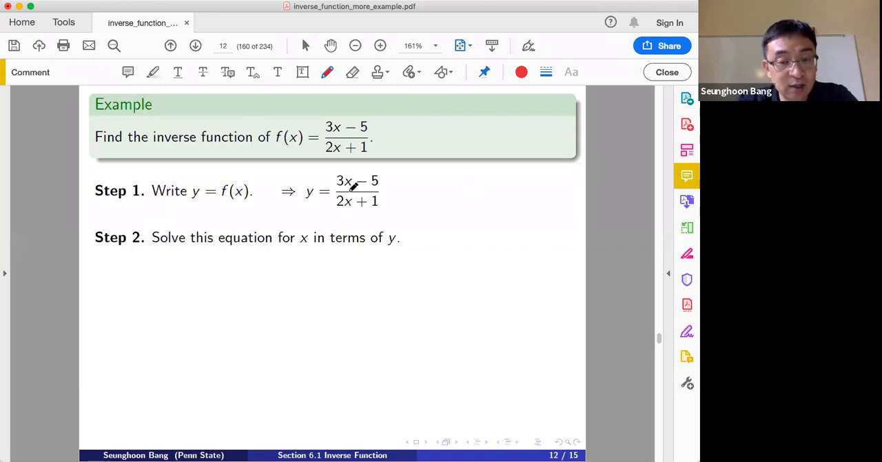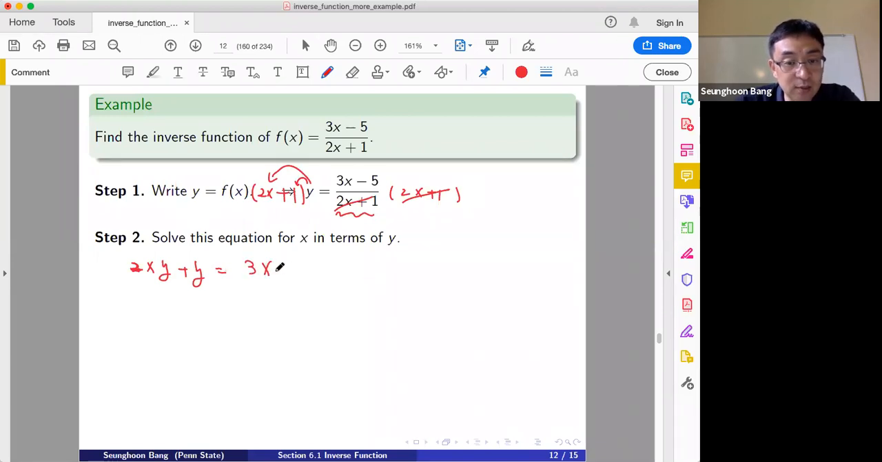How can you do that? Just like a fraction, what's the best way? You have to multiply both sides by the denominator 2x plus 1. Cross out, distribute y. So we have 2xy plus y times 1 is y equals, right hand side, 3x minus 5.